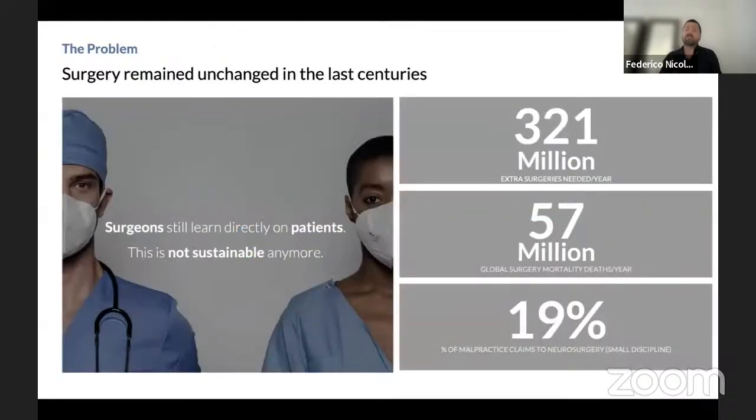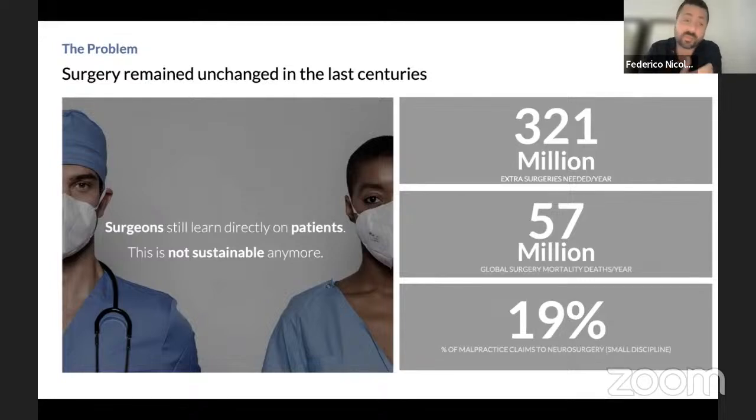We started collaborating with the WFNS, with the Young Neurosurgeons Forum a few years ago, and the numbers behind the problem of education are, there are a lot of malpractice claims, there's not enough education and not enough neurosurgeons, and in high-income countries there is a problem of quality.